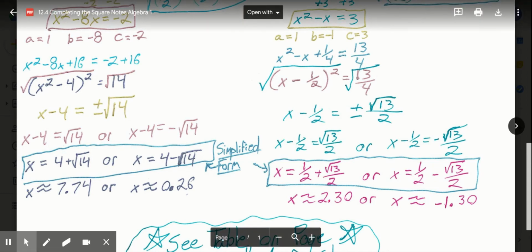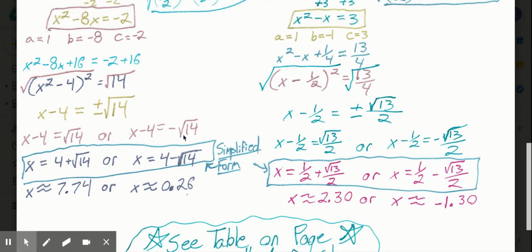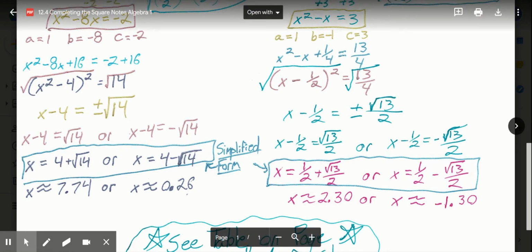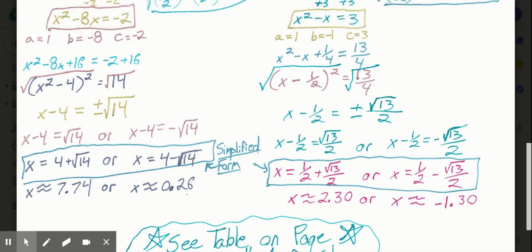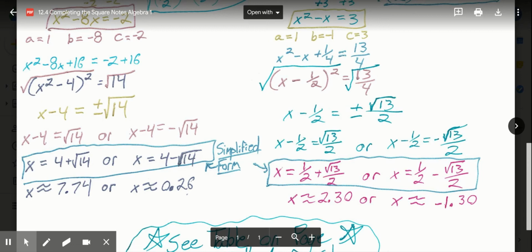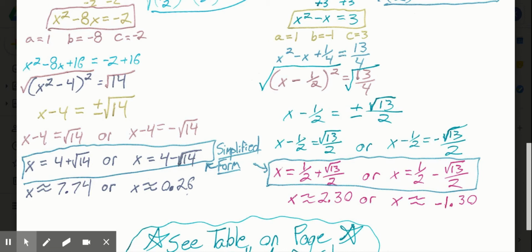Then we have to split it into our two setups. So x minus 4 equals the square root of 14, and then x minus 4 equals the negative square root of 14. So in this case, to solve for x, we're adding 4 to each side. Now, if the directions say leave your answer in simplest form, our two answers would just be x equals 4 plus square root of 14, or x equals 4 minus square root of 14.